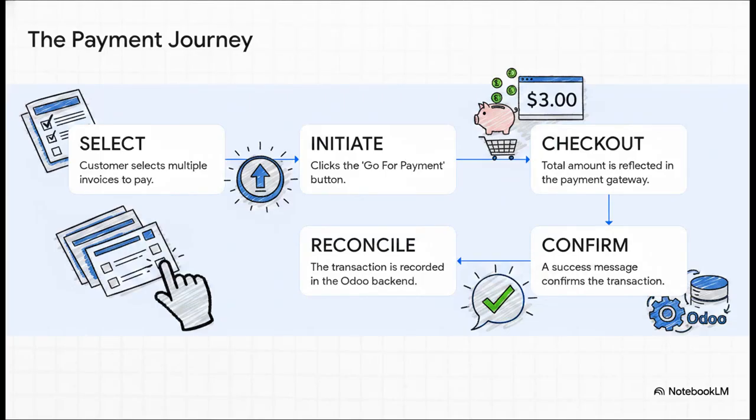Okay, so the new workflow is just super easy. First, your customer just ticks the little boxes next to all the invoices they want to take care of. Then they hit one button, just one, that says Go for Payment. The system does the math, adds it all up, and shows them one single total to pay. Once they pay, boom, a success message pops up. And the best part? All the boring back-end stuff happens automatically. The payment gets recorded, every single invoice gets updated in Odoo. It's just smooth, clean, and incredibly efficient.